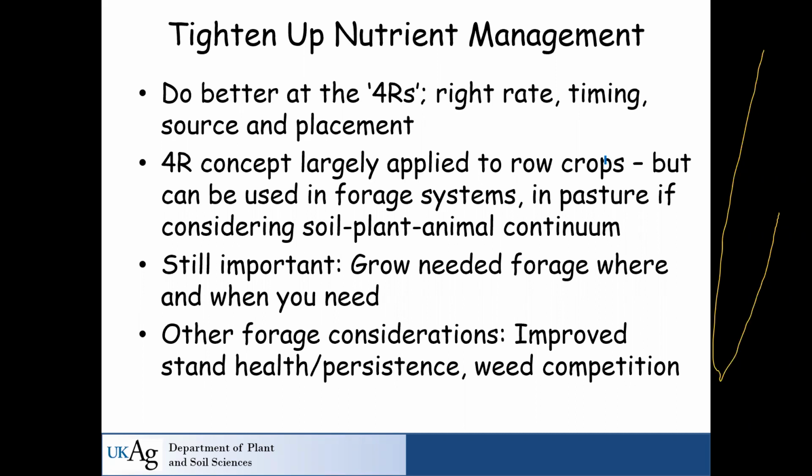I'm going to try to be fair to the diversity of crops that Philip told me were represented in the room here. So I'm going to talk not just row crops, but also forage systems, and I'm going to touch on pastures at times as well. One thing is still very important in forage production: you want to grow your needed forage where and when you need it, but you can't overgrow it unless you've got extra storage that you're going to carry over.